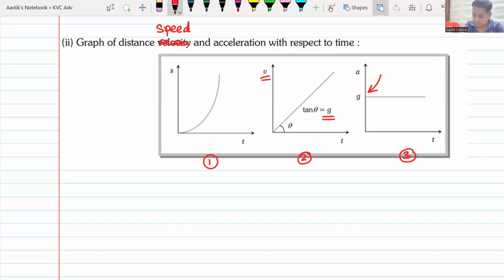Noted it down, everyone? Can you move ahead in life?